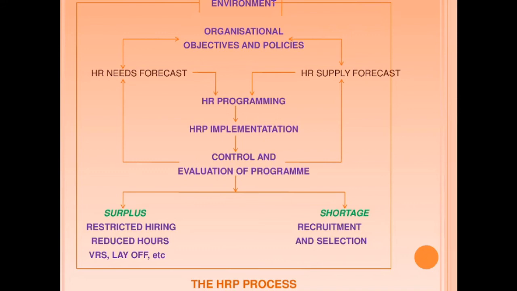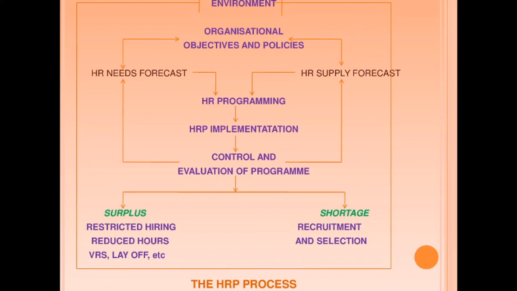So if there is shortage of employees, then we should hire new full-time employees, offer incentives for postponing retirement, rehire retired employees, attempt to reduce turnover, bring in overtime for present employees, subcontract work to another company, hire temporary employees, re-engineer to reduce needs.